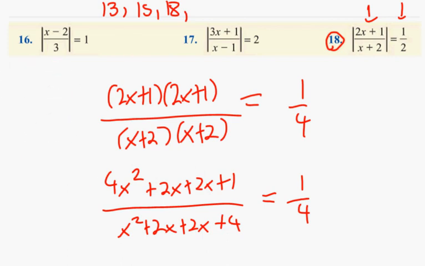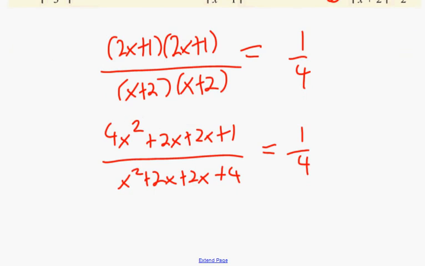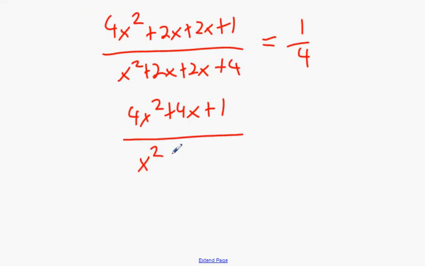So, at the moment, I'm cancelling nothing. So, I'm going to get 4x squared plus 4x plus 1. And then I'm going to have x squared plus 4x plus 4. Okay, what's the problem here? They haven't got the same denominator, do they? So how would I give them the same denominator?